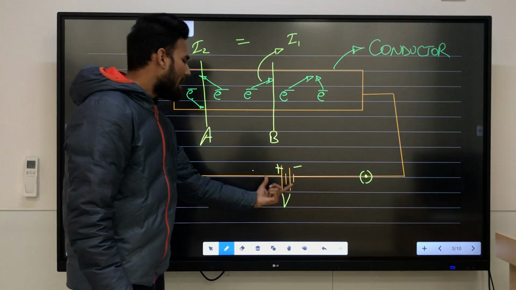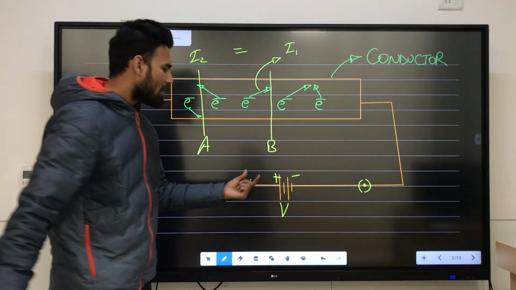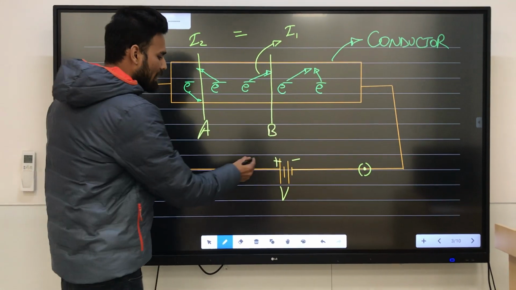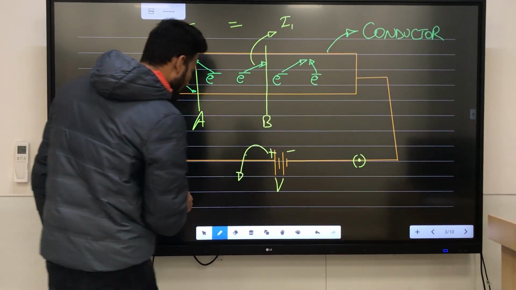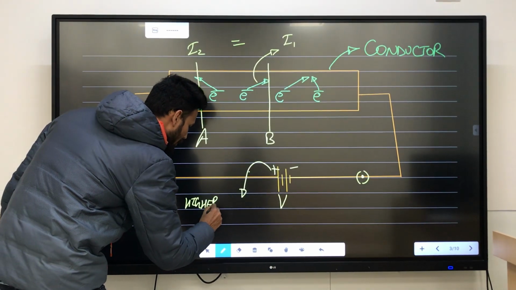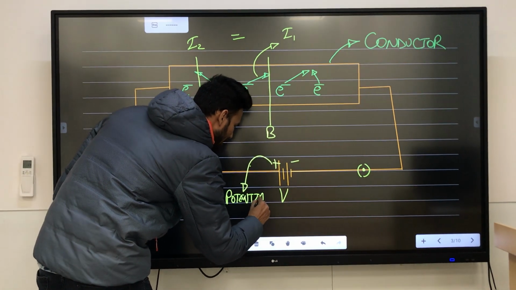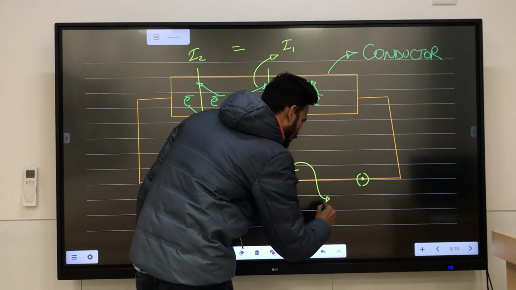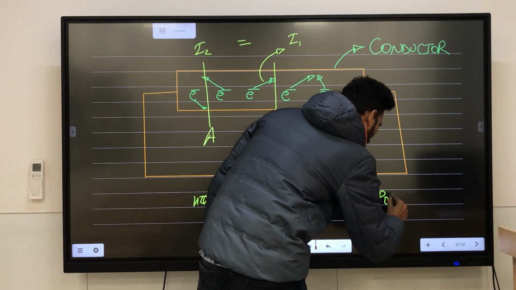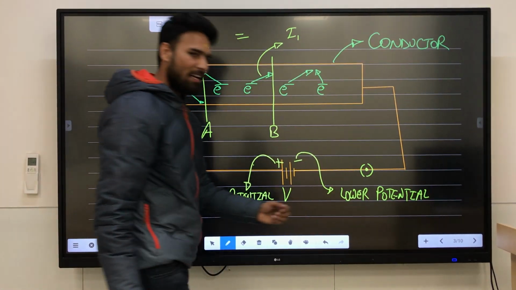Now, if we have applied a potential difference across this conductor, the longer terminal is represented as the positive terminal and the shorter terminal is represented as the negative terminal. The positive terminal of the battery is always considered to be at higher potential, and the negative terminal is always considered to be at the lower potential of the battery.